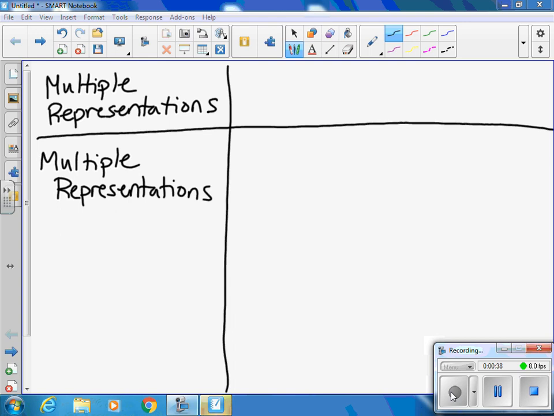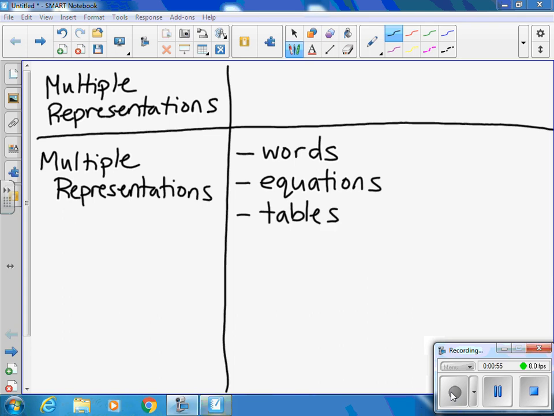All right, so the first one that we usually use is words. Some sort of word problem or translating problem is given to you. The next one is going to be equations. From those words, you can write equations. Okay, the next one is going to be tables, which we've done in the previous lesson, where after you now have an equation, you make the table from it. And the last one is going to be a graph.